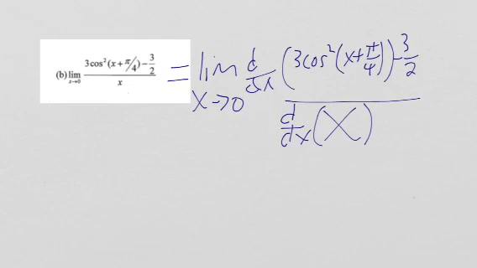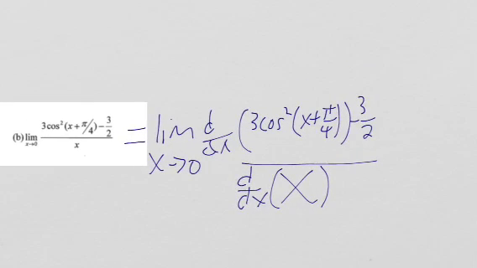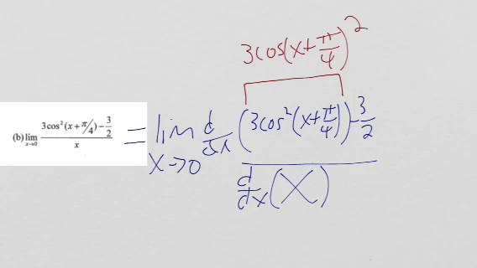Now, the reason this is hard is because we have a chain rule problem going on here. So just a quick sidebar. Forget this part, the derivative of negative 3 halves is 0, that's going to go away. But let's look right here. We can rewrite this as 3 times cosine of x plus pi over 4, squared. So the inside function is cosine of x plus pi over 4. The outside function is the squaring. So we're going to do a power rule, and then we're going to do the derivative of the inside.